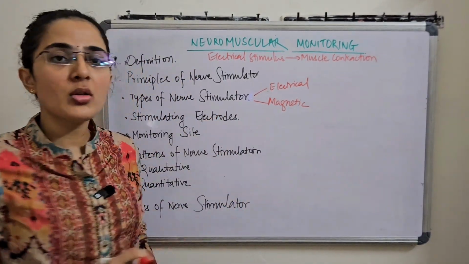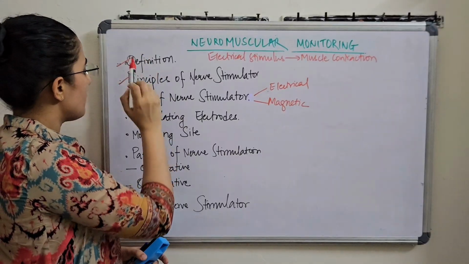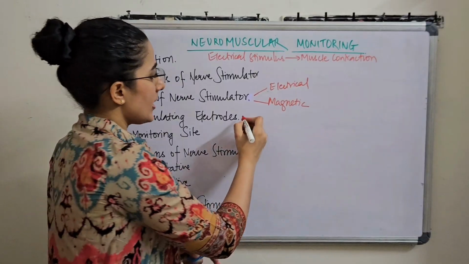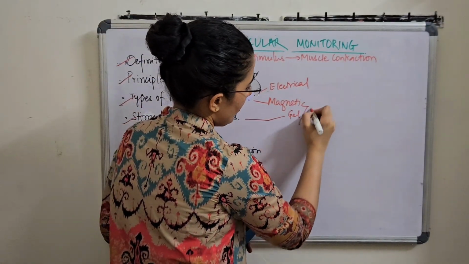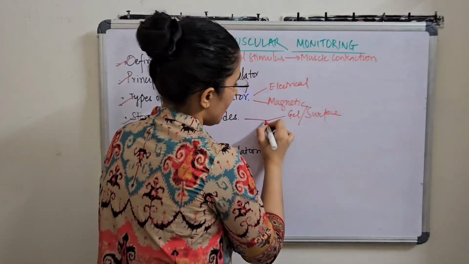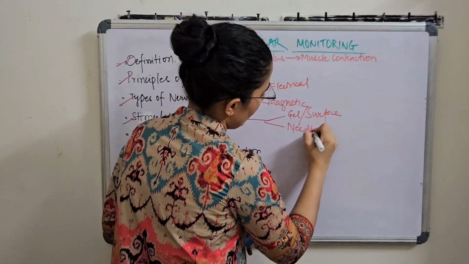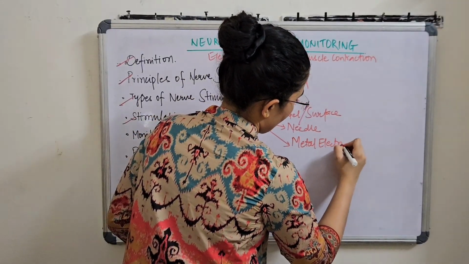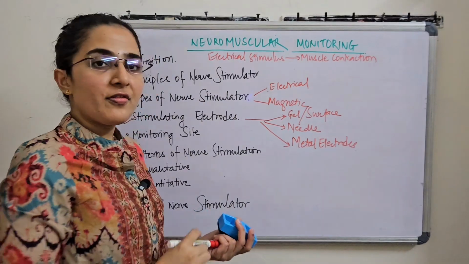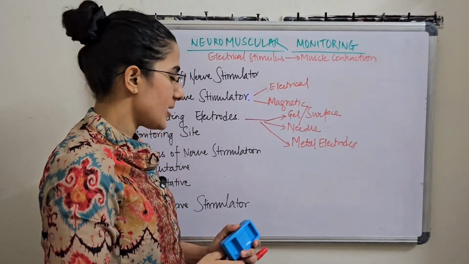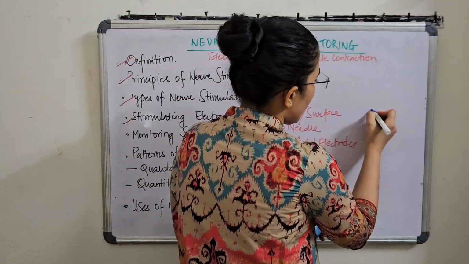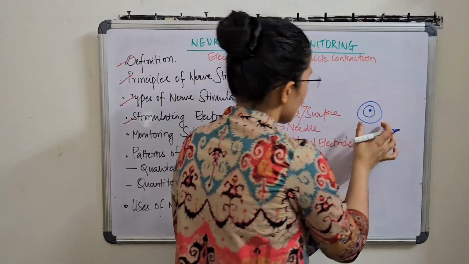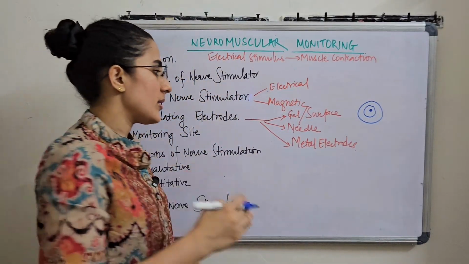Coming next to the stimulating electrodes. We finished with definition, principles and types, and now the stimulating electrodes. The stimulating electrodes can be gel or surface based electrodes, needle electrodes, or metal electrodes. Gel or surface based electrodes are the type we use in everyday life. They have a center metal followed by a gel and an adhesive patch.